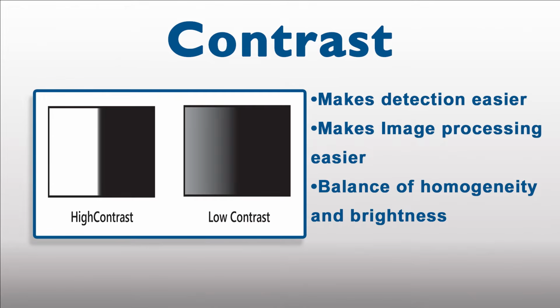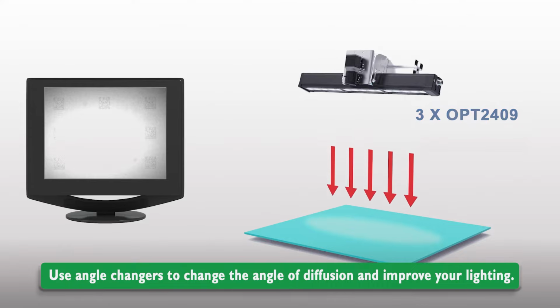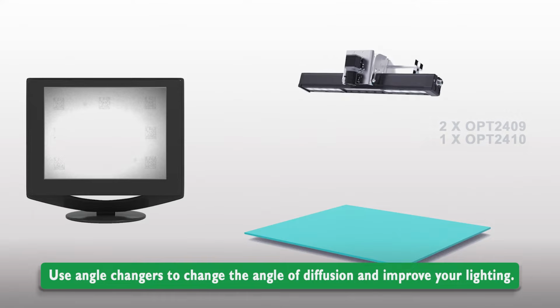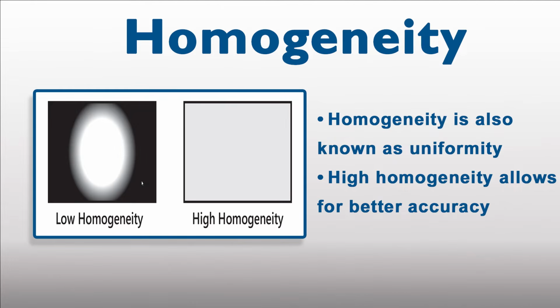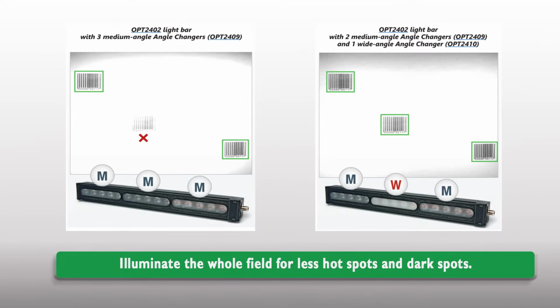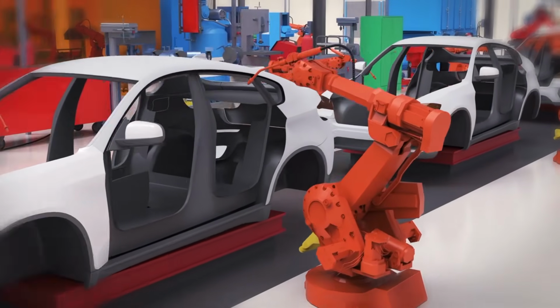Most camera vision applications are in monochrome, so high contrast makes image processing easier. The best contrast is achieved with the right balance of homogeneity and brightness. Homogeneity is also known as uniformity. The light needs to illuminate the whole field uniformly, so there are no hot spots and dark spots. High homogeneity allows for better accuracy.